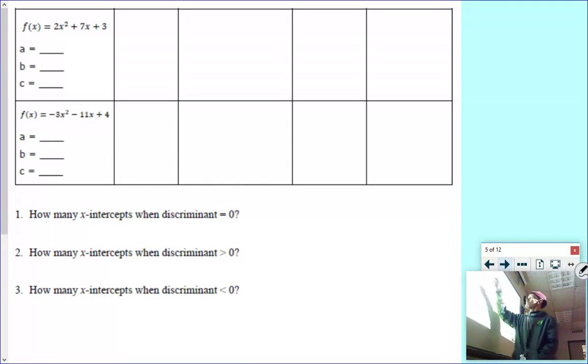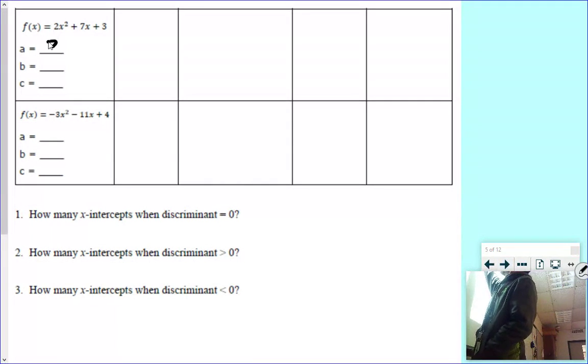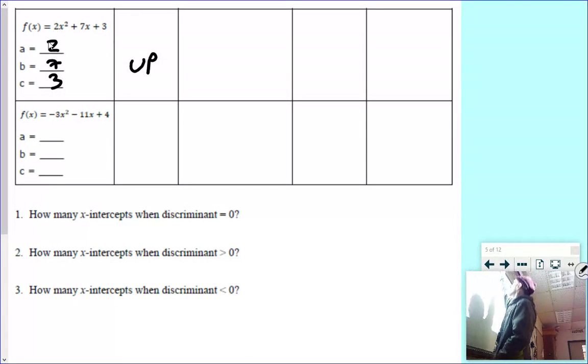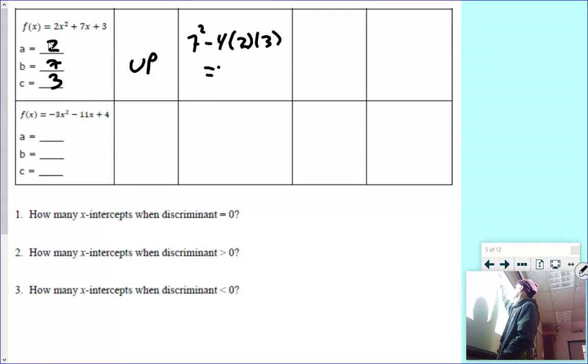My last two examples, again, very similar stuff. So we got 2, 7, and 3. 7 squared minus 4 times 2 times 3. So that's 49 minus 24, which is 25. Graph that, you have 2 x-intercepts, which means they're real.